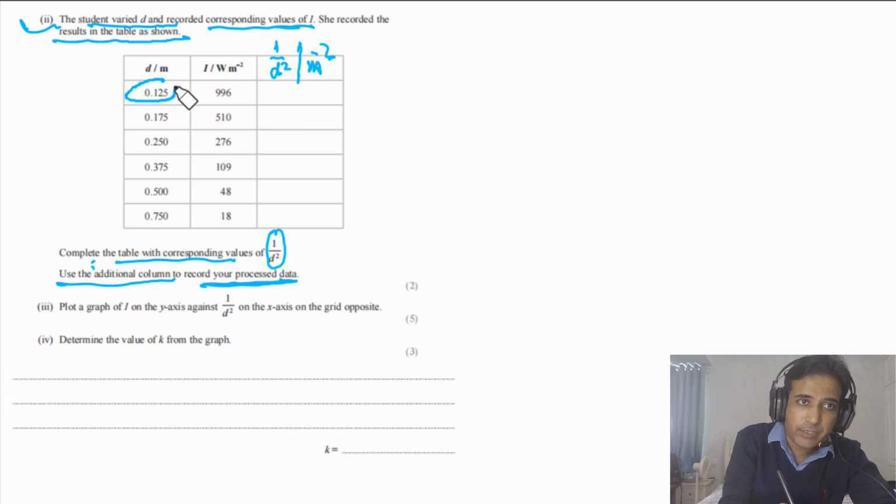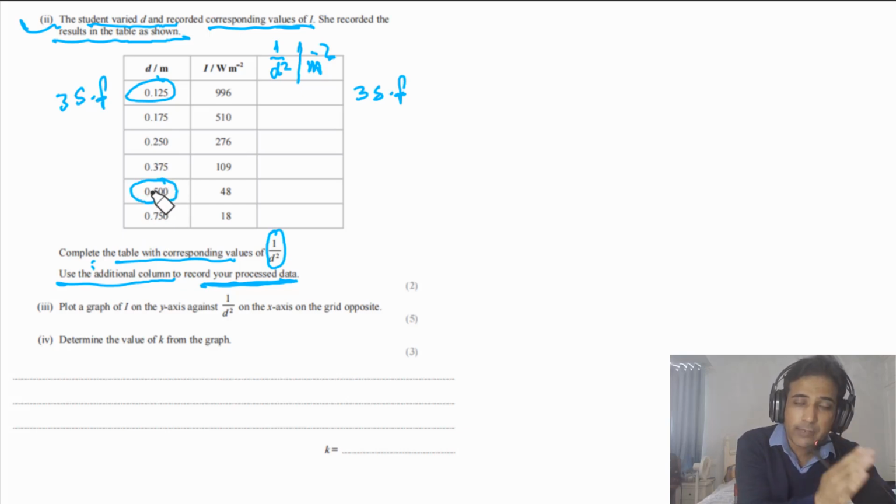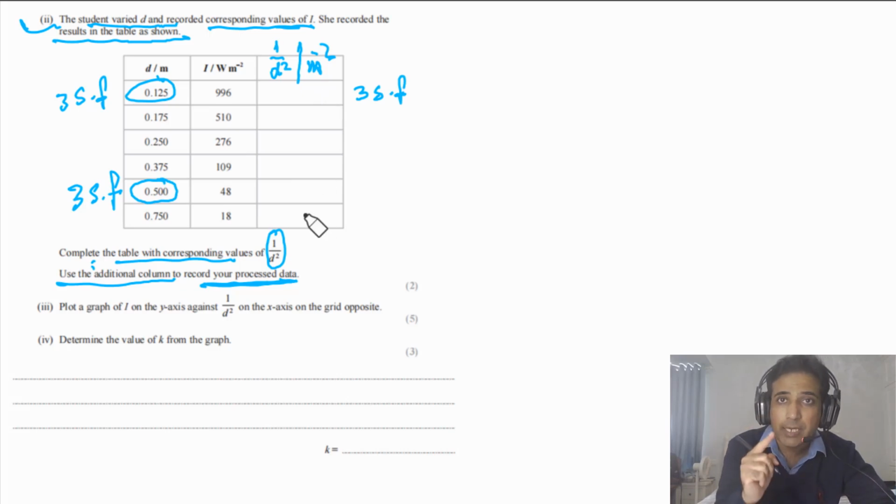So here we have d, and this d has 3 SF, 3 significant figures. So we also need to use 3 significant figures here. You can see all this data has 3 SF. This also has 3 SF because it has a non-zero digit on the left side, and also it has a decimal and a non-zero digit on the left side of the 0. It means those zeros are significant. So it has 3 SF. So in this column all values should have 3 SF.